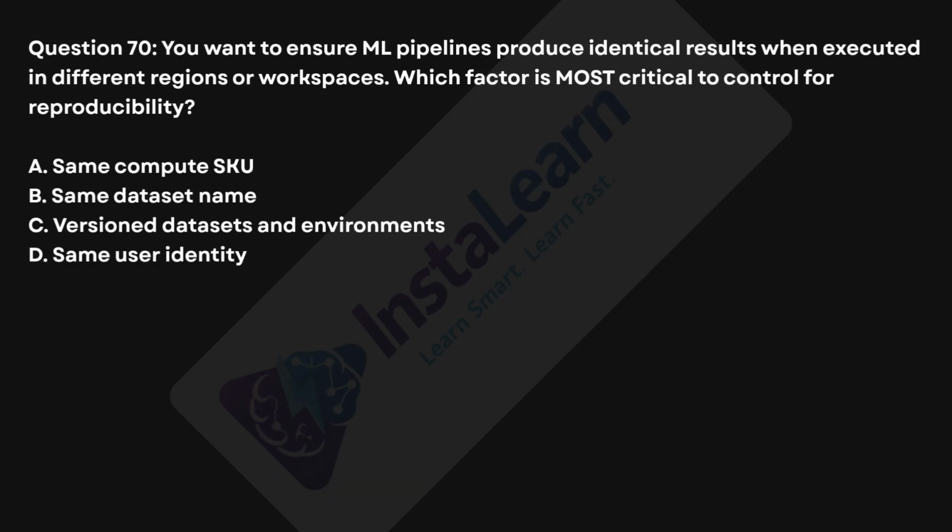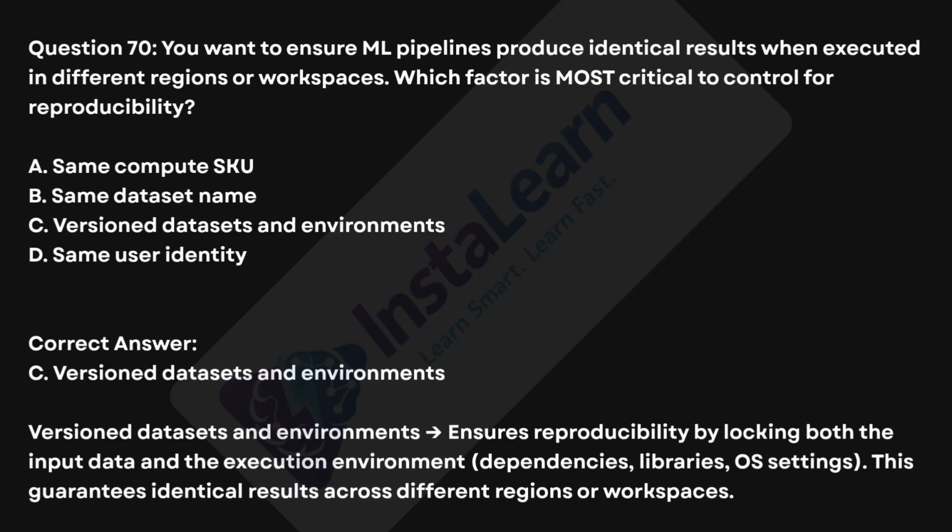Question 70. You want to ensure ML pipelines produce identical results when executed in different regions or workspaces. Which factor is most critical to control for reproducibility? A. Same compute SKU. B. Same dataset name. C. Versioned datasets and environments. D. Same user identity. Correct answer is C.